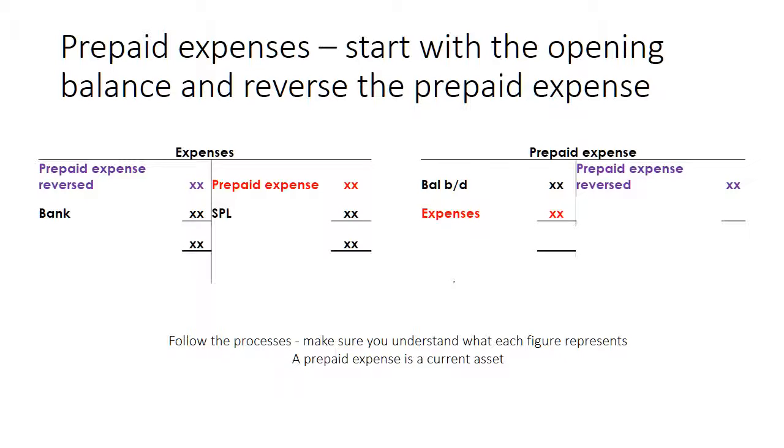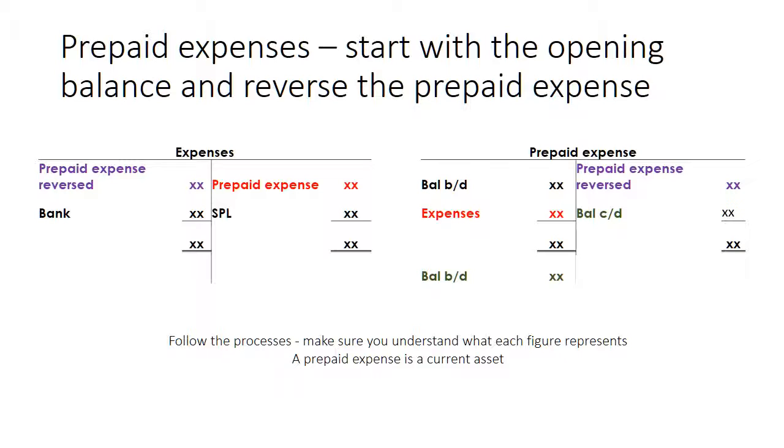Next, we can deal with closing off the prepaid expense. So we'll balance off our prepaid expense account. Our balancing figure, our balance carried down, is carried down from the credit side to the debit side, and this represents a current asset. It's very much like a receivable, a trade receivable. Think of it as if we paid up front, we could get our money back.